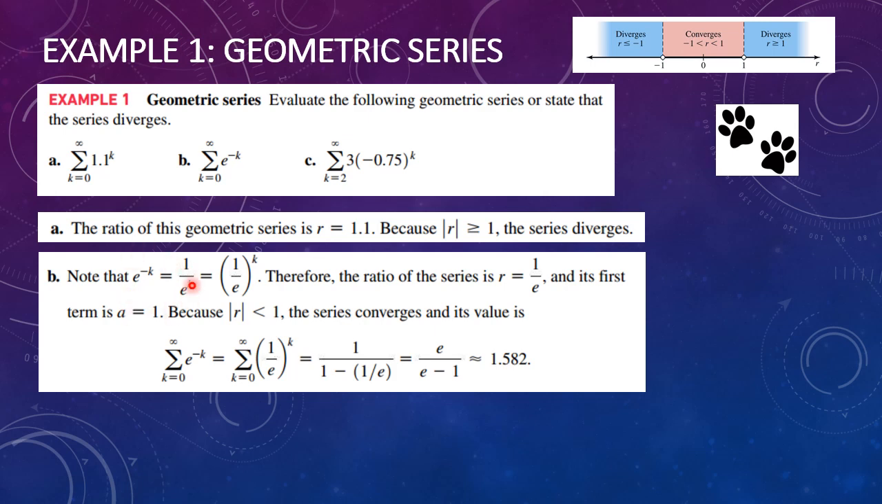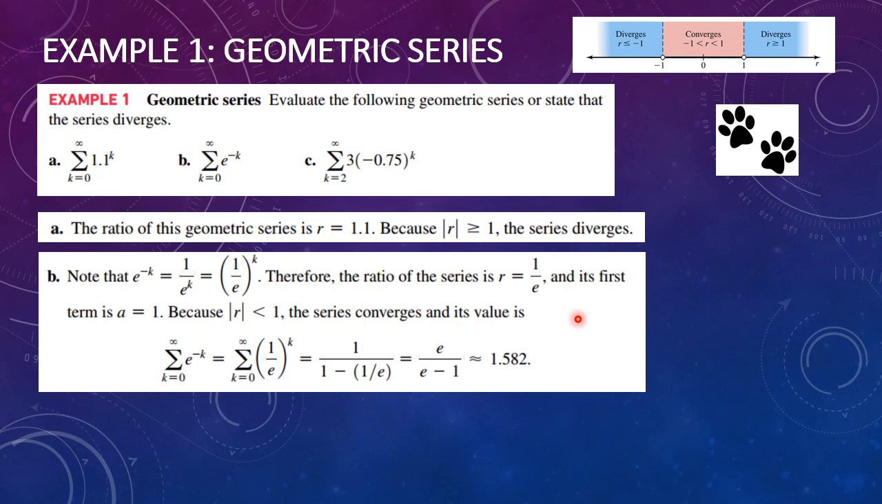The big thing here was just recognizing that the negative exponent means this is 1 over e to the k. Therefore, the ratio is 1 over e, okay? And because it's a fraction between negative 1 and 1, then we can apply the rule that the geometric series converges at a over 1 minus r. Okay.